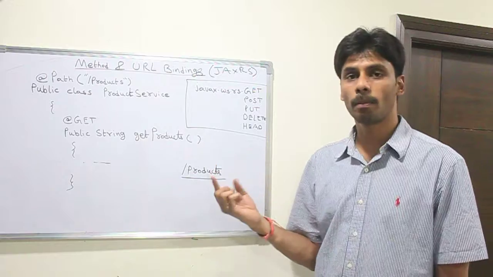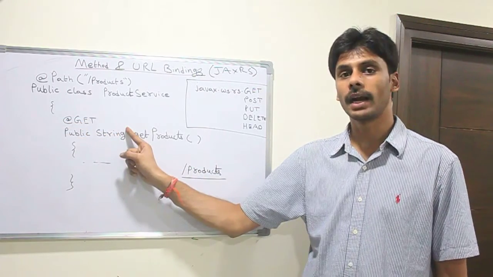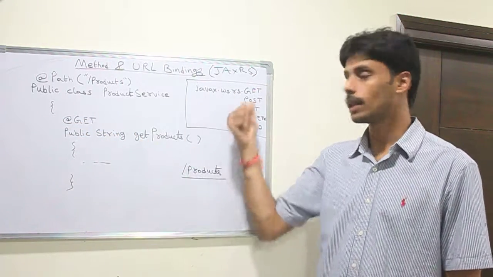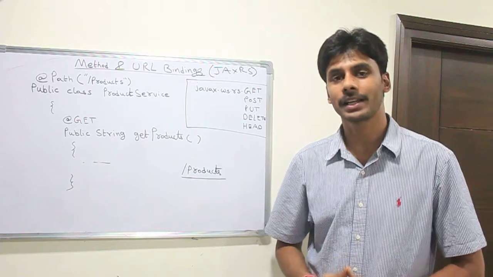And the second type of binding is the HTTP method binding, which can be done by using all the annotations available in the JAX-RS API.